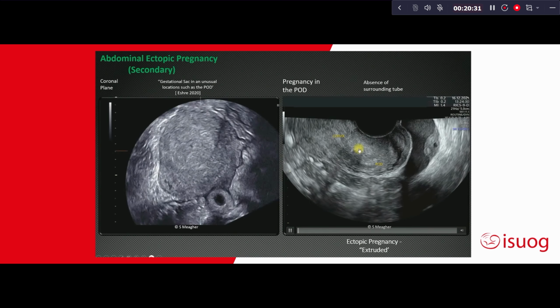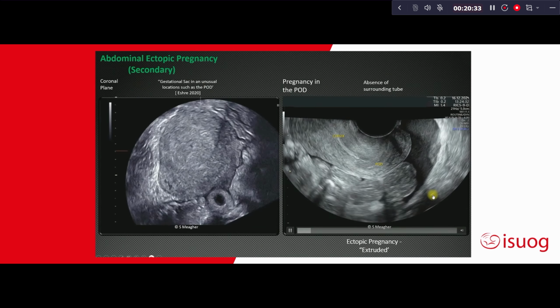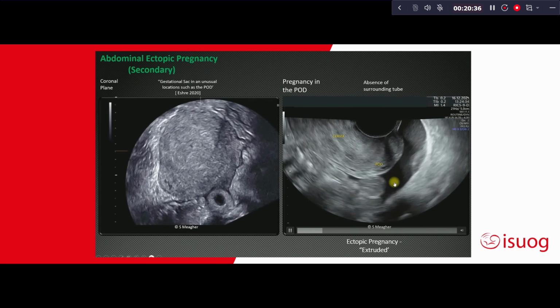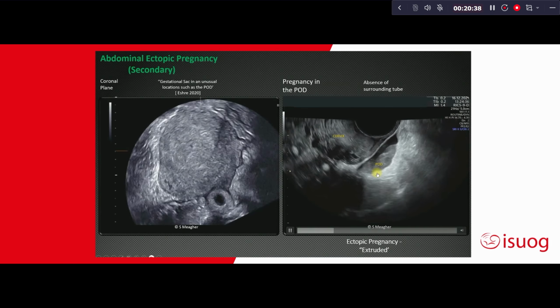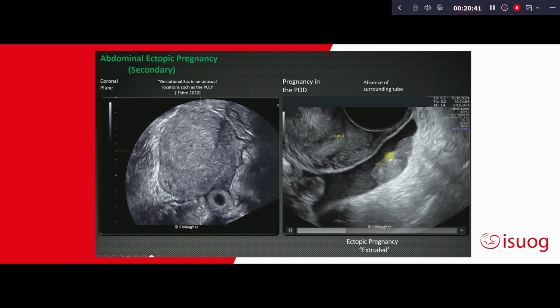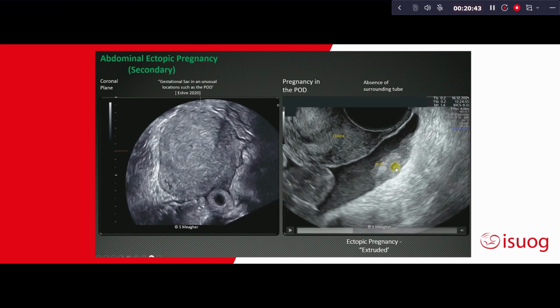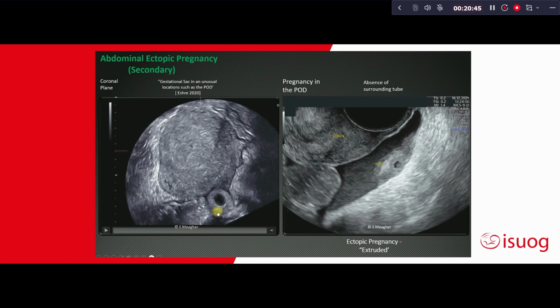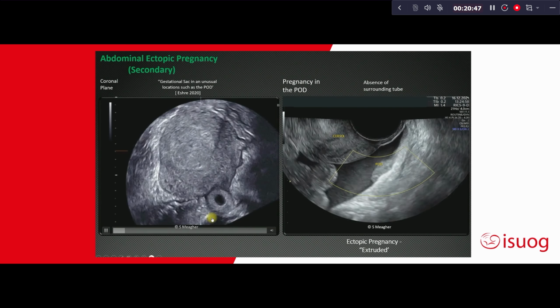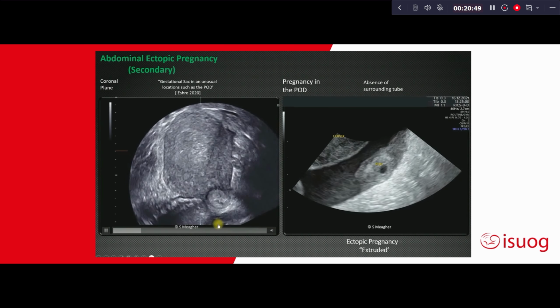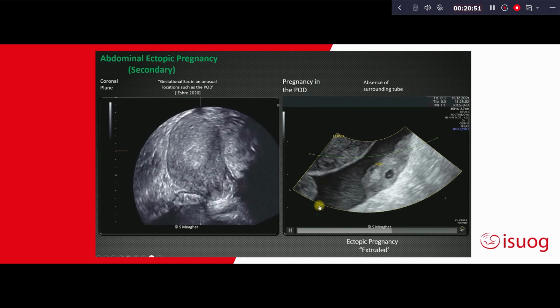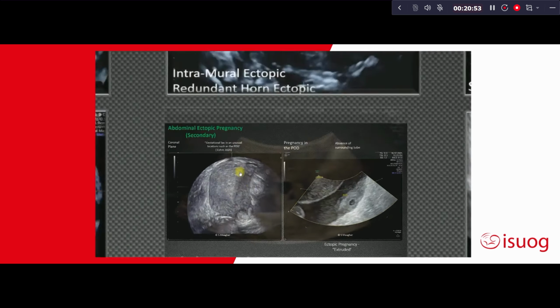Then there's the abdominal ectopic pregnancy, which are secondary, and these are ectopic pregnancies that are extruded through the fallopian tube. So here we have an extruded ectopic pregnancy here with the gestation sac, yolk sac, and embryo, and another one here sitting in the pouch of Douglas. These were not primarily fertilization taking place in the abdominal cavity, but rather in the tube and being secondarily extruded.